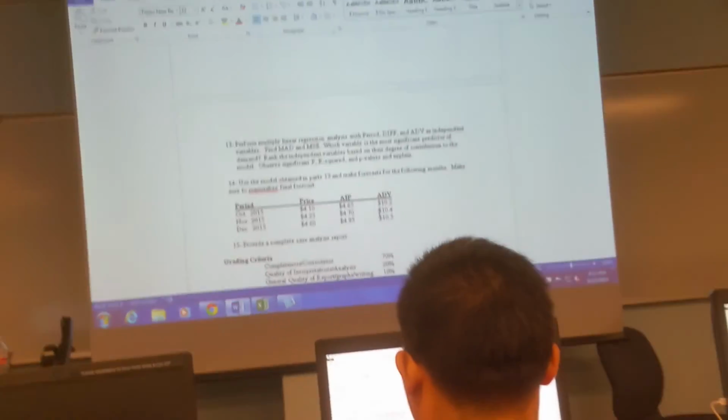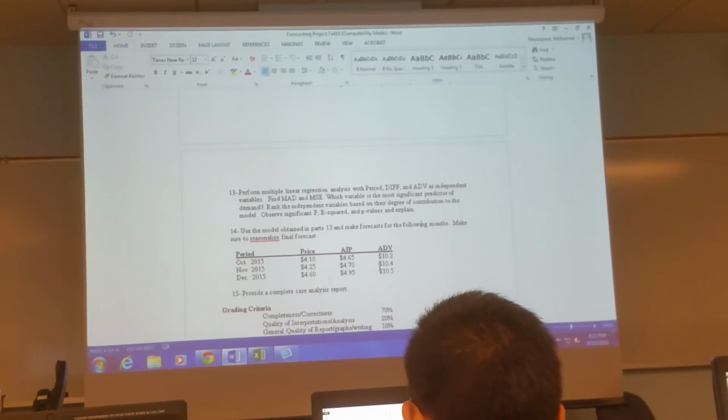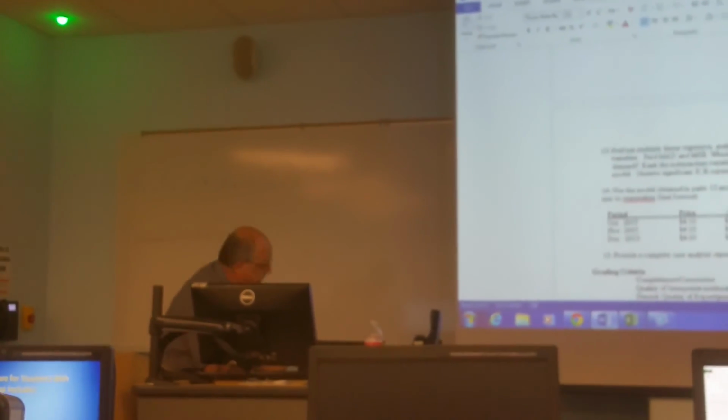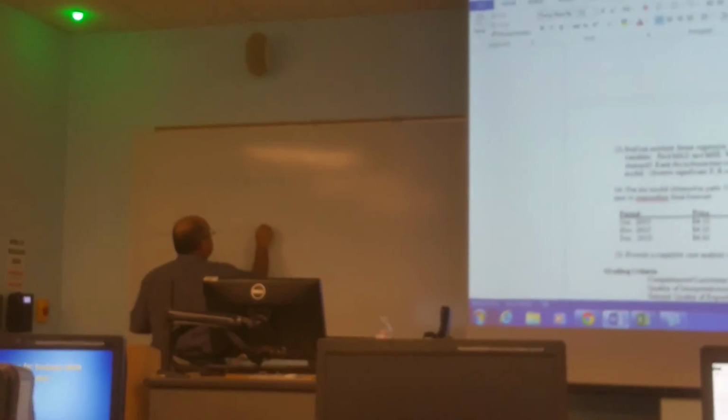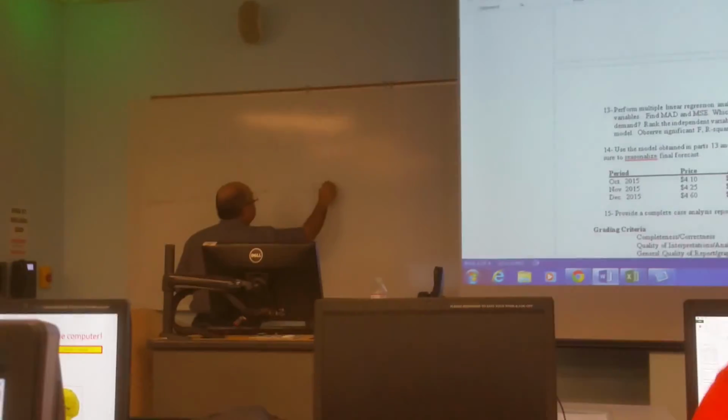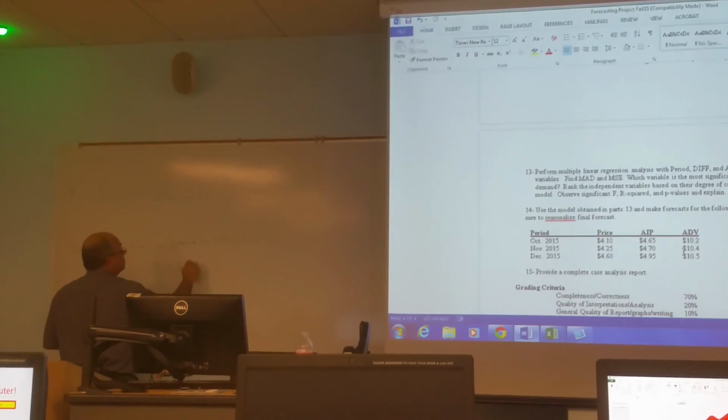So for example, your model is going to look like demand equals, let's say 4.3 plus, I'm just making up numbers, okay, 0.25 times period, plus 1.45 times diff, plus 2.6 times advertisement, right? So you're going to get an equation based on your multiple regression output. Now you're going to plug in. So for October, what is my period?